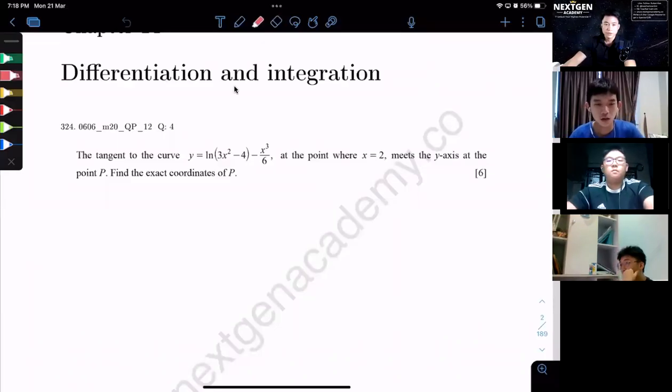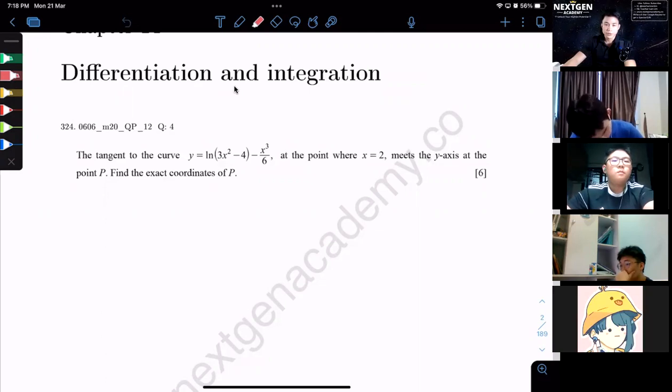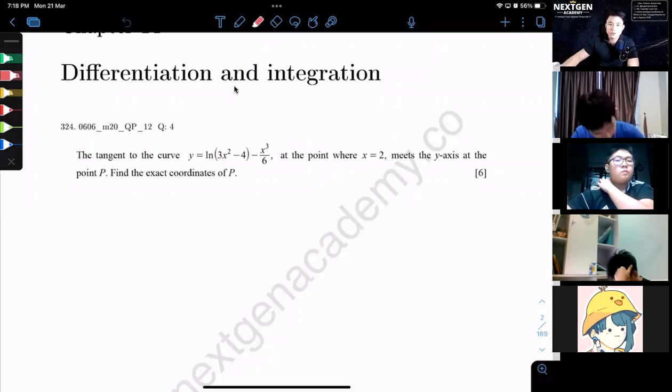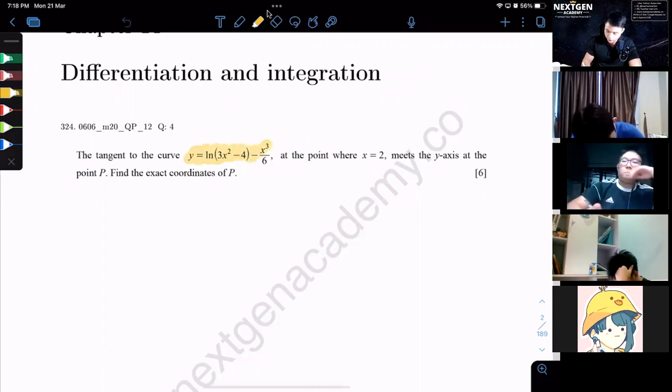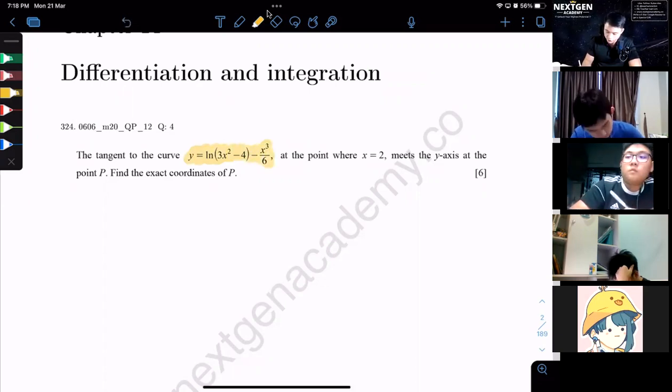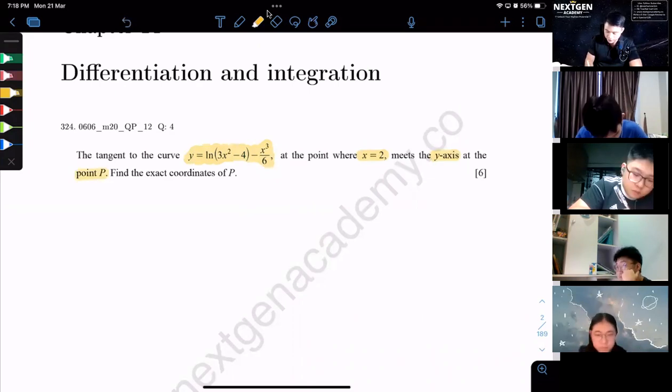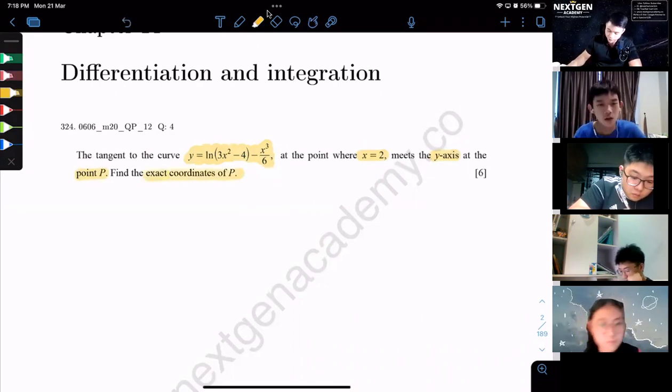Okay, so let's look at this question 324. This is a 2020 question. The tangent to the curve y equals ln(3x² − 4) − x³/6 at the point where x equals 2 meets the y-axis at the point P. Find the exact coordinates of P.